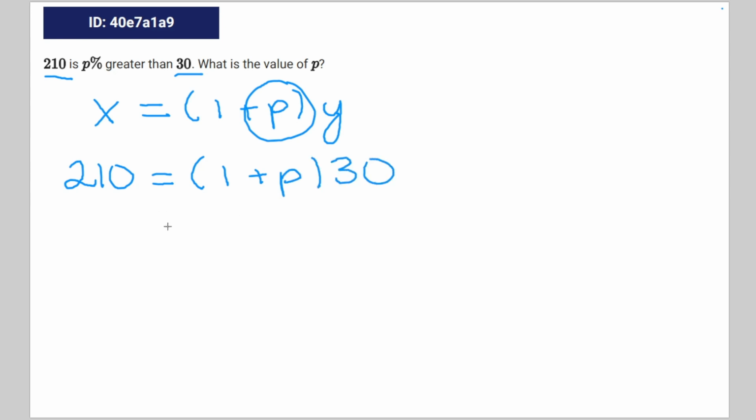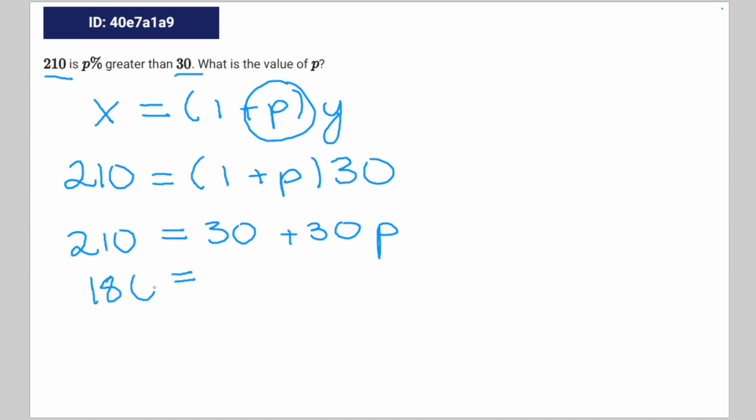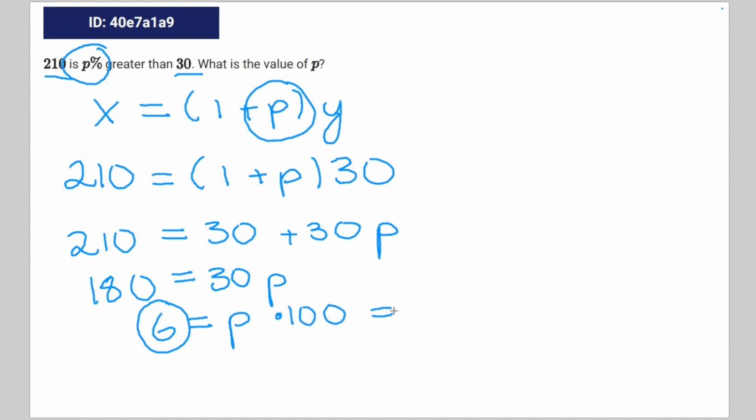And then after that, you're just going to solve. That's going to be 210 is equal to 30 plus 30p. Subtract 30 from both sides. That's going to be 180 is equal to 30p. Divide both sides by 30. That's going to be 6 is equal to p. Of course, in this question, they're asking you for a percentage, so you're going to take this number and times it by 100, and that is equal to 600%. And that is the answer.